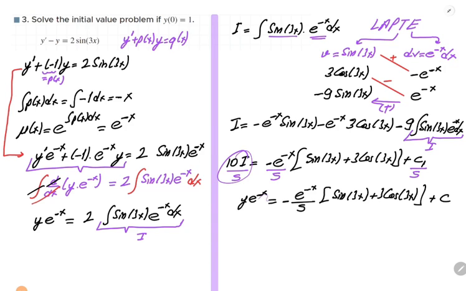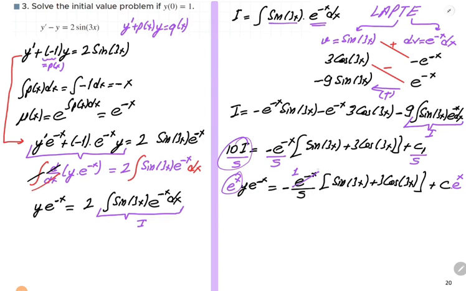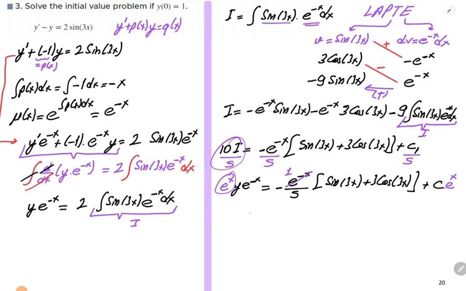Finally, to leave y alone, I multiply both sides by e to the x. And e to the x, e to the minus x cancel out. Here I have 1. And I have here C times e to the minus x. Sorry, did I say minus x? E to the plus x, e to the minus x cancel out each other, and here also e to the plus x, e to the minus x makes 1. The multiplication results in C times e to the x here. So I finally have y is equal to minus 1/5 sine 3x plus 3 cosine 3x, plus C times e to the x.